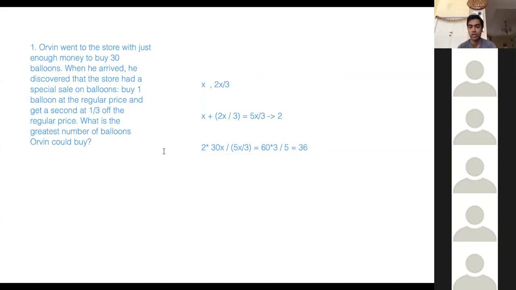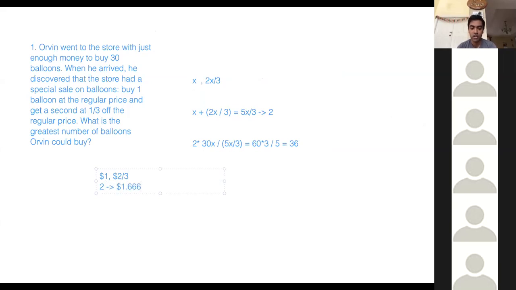So you can also do this a little bit the same way, but instead of using a variable X, we could just say one balloon is $1. Assume that initially. Then the second balloon becomes 2/3 of a dollar. So you get two balloons for 5/3 dollars or $1.66. And then you can use the same thing. You had to have $30 initially, divide by 1.66, multiply by 2. It gives you the same thing. You're doing exactly the same thing as this, but you can just think about it in terms of a dollar rather than a variable X here.